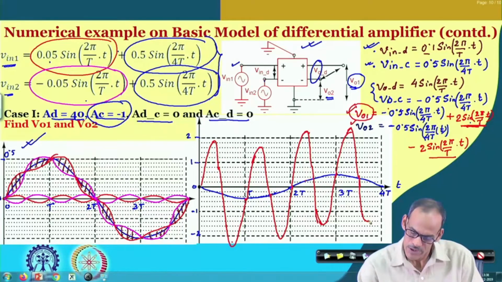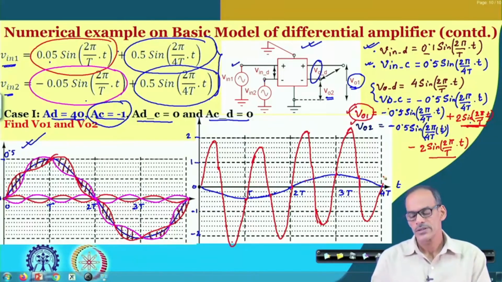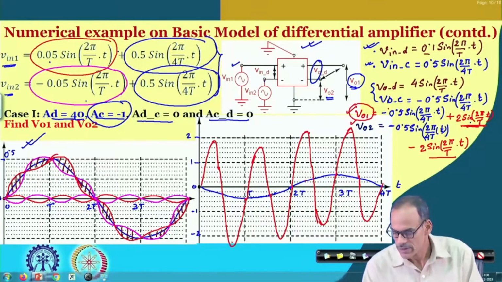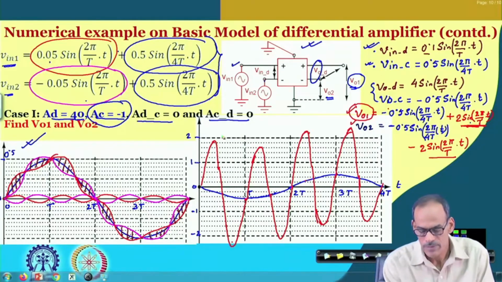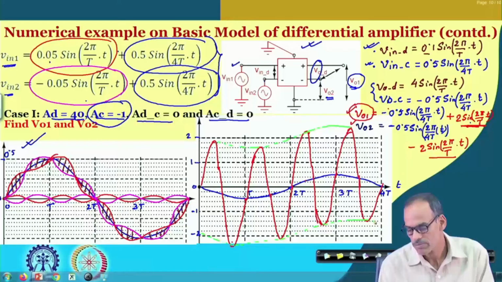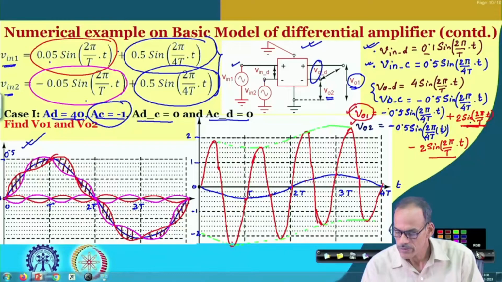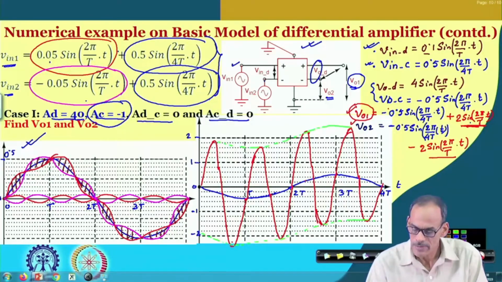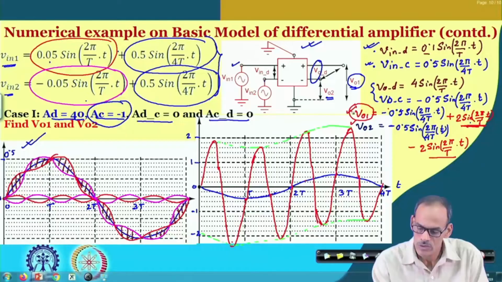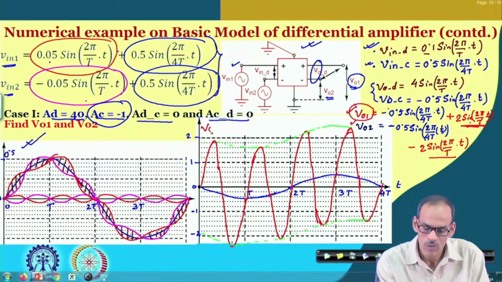So what we can imagine is that this is a sinusoidal signal, but with a slight change or wavy nature, and this wavy part, if you connect the peak points, is similar to this blue line. This is the out 1, so VO1.